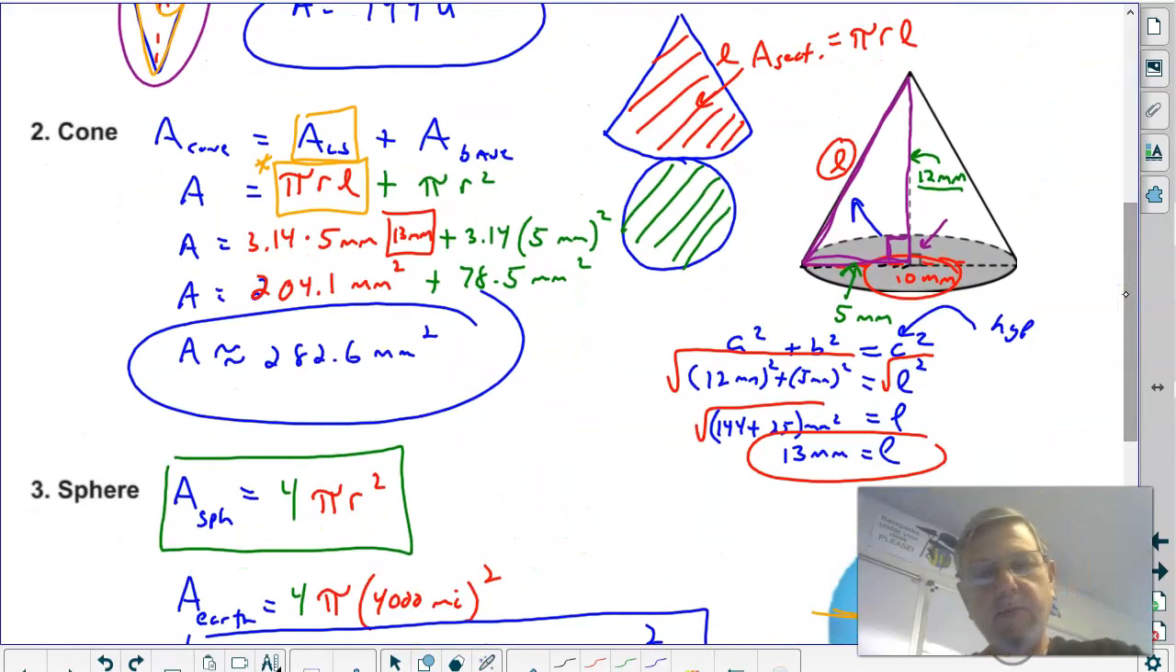So again, my goal here in pre-algebra gets you to generally understand the main concepts of surface area, and you'll deal with this in great detail in geometry class. All right, that's the lesson.